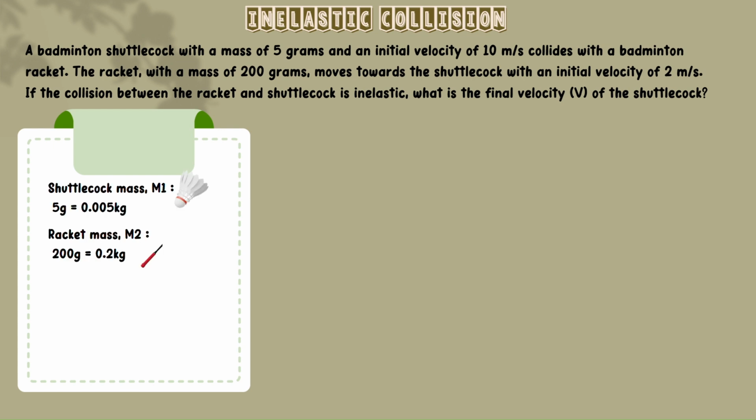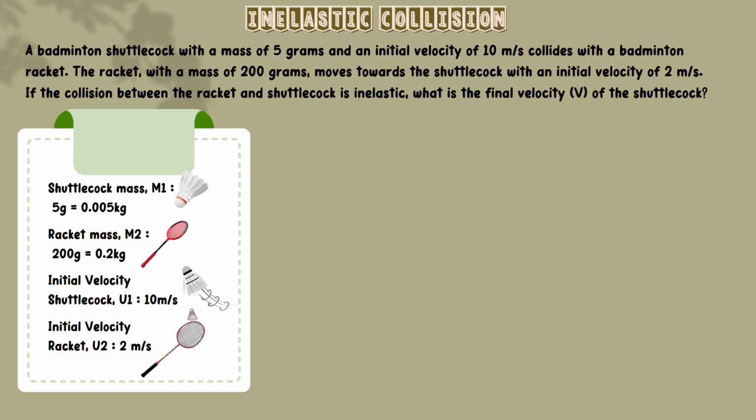First of all, we need to list out all the information given in the question. For the first one, the shuttlecock mass, which is m1, which is 5 gram, is equal to 0.005 kilogram. Next, for racket mass m2, 200 gram is equal to 0.2 kilogram. Initial velocity of shuttlecock u1 is equal to 10 meter per second, and initial velocity of the racket u2 is equal to 2 meter per second.